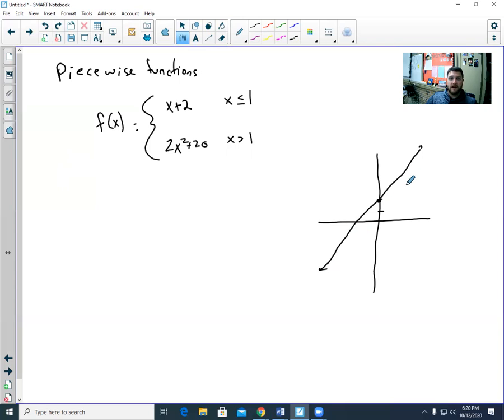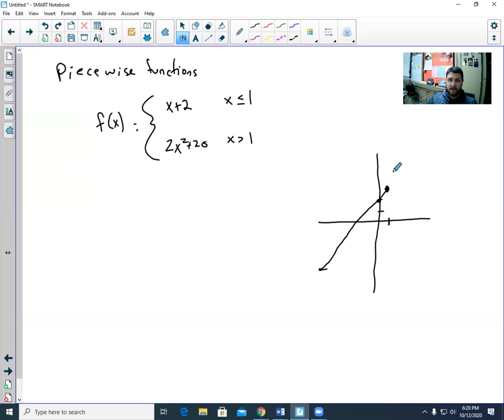Now that's great. But the thing is, I'm told that this has to stop at 1. So what I have to do is put a dot at 1, and it's going to be a closed dot because this is less than or equal to. And I'm going to erase everything from here because my function will only be defined up to that point.